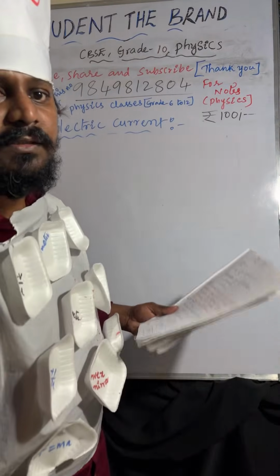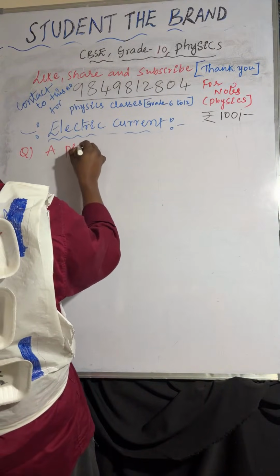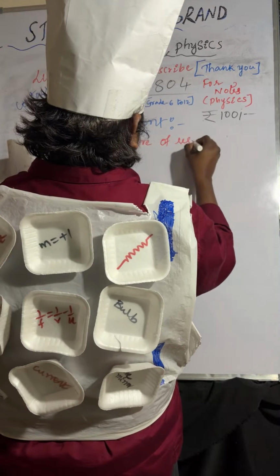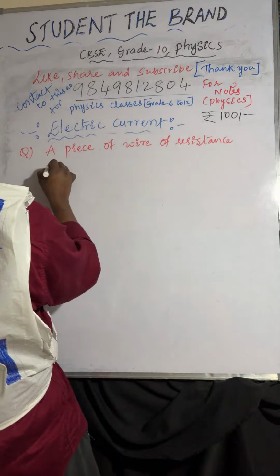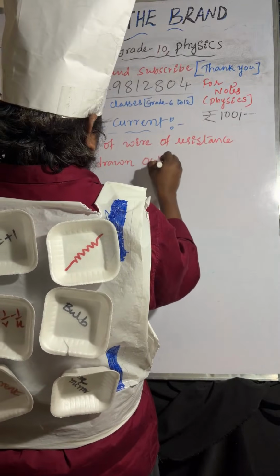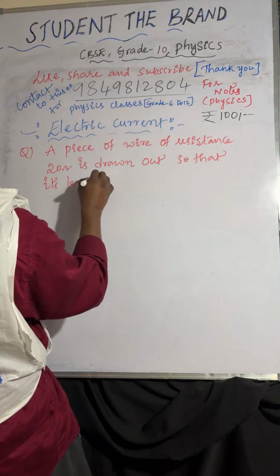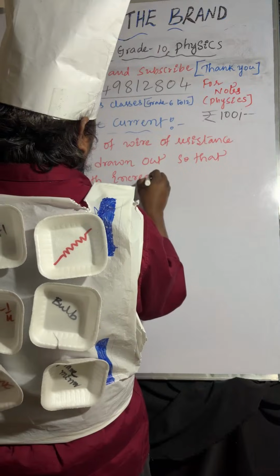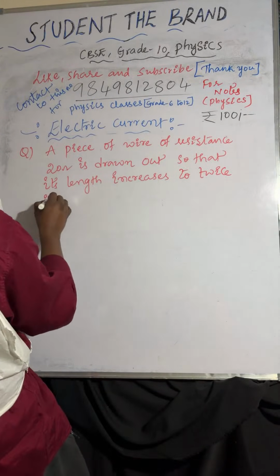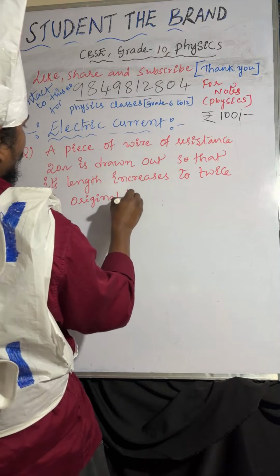So this question is very important. Just try to solve it. A piece of wire of resistance 20 ohm is drawn out so that its length increases to twice its original length.